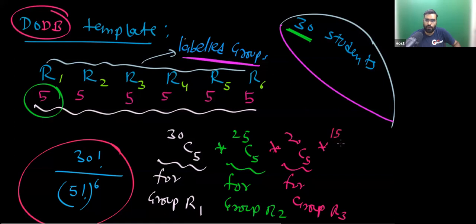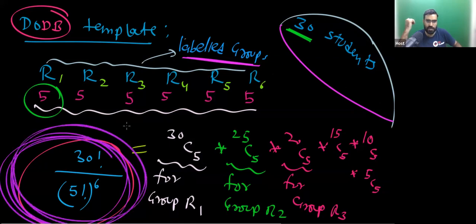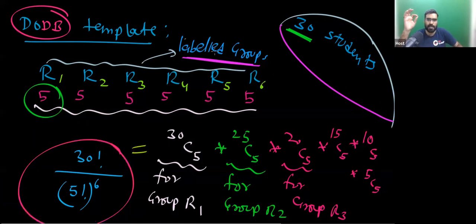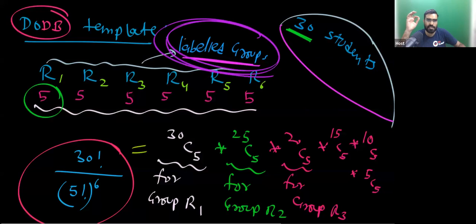What will happen? From 30C5, then 25C5, then 20C5, then 15C5, then 10C5, and then 5C5. Is this point clear? Now you can see this is the same. These two are the same. Did you understand? So in the PDF, if this answer is given to you, then it simply means the professor is thinking that these are labeled groups.